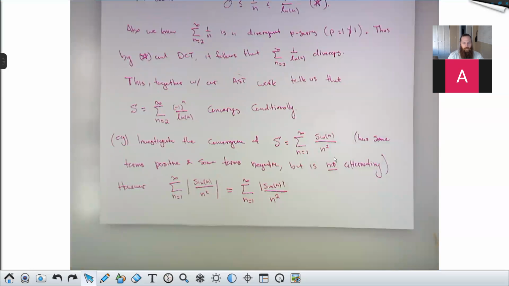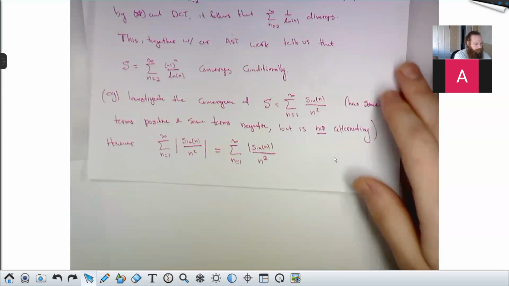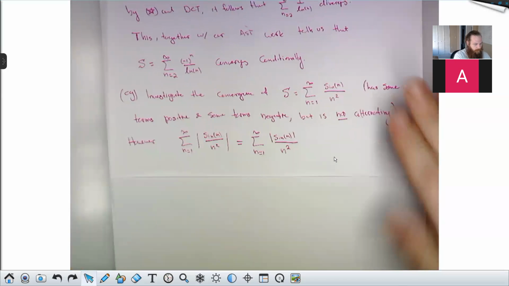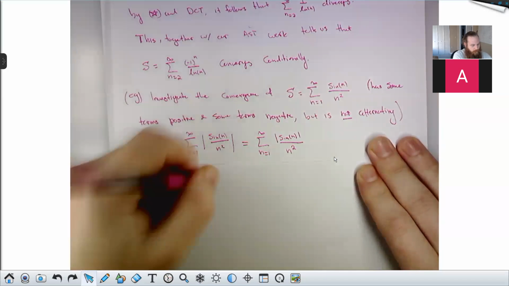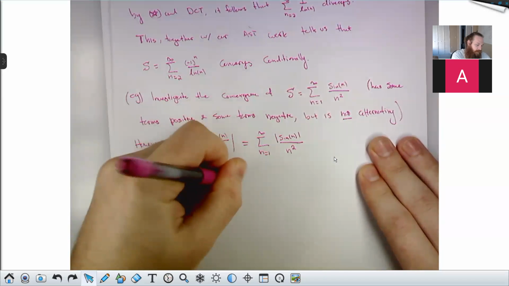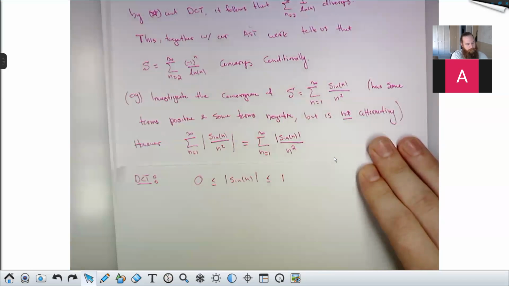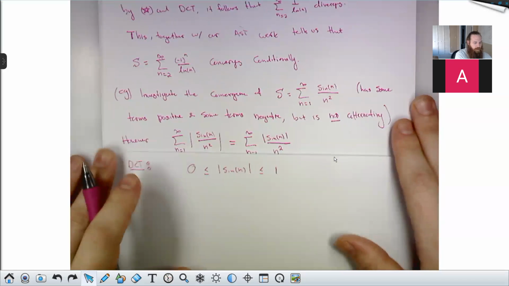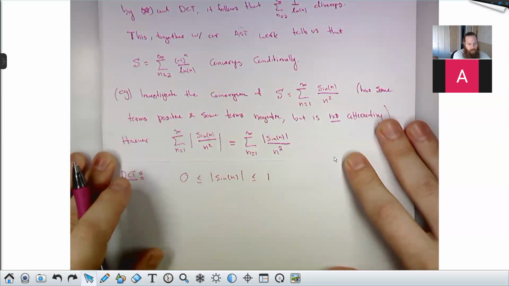If you split the absolute values up, the bottom is always positive. It's a square for one, but also n is positive. So of course n squared is positive. And the top is bounded. So I can apply DCT to the absolute value series here. Zero is certainly less than or equal to the absolute value of sine n, and that is less than or equal to 1. Sine itself is always bounded between -1 and 1. So the absolute value of sine is bounded between 0 and 1.